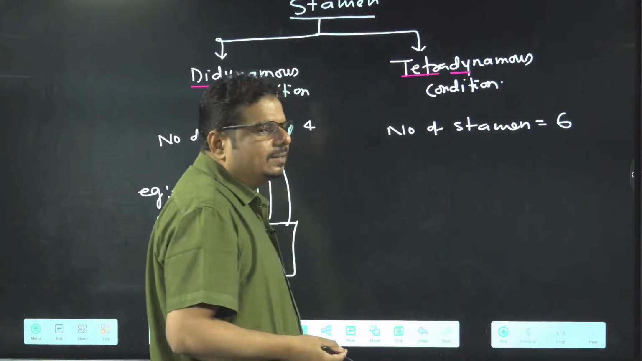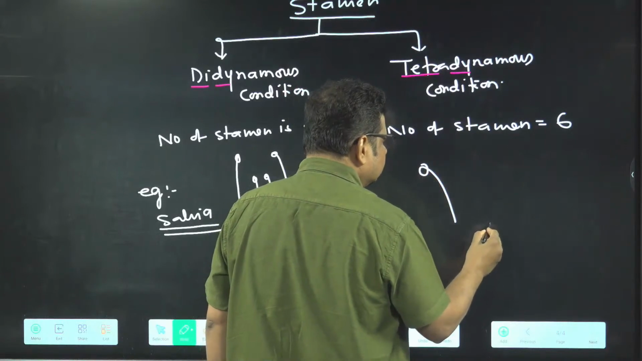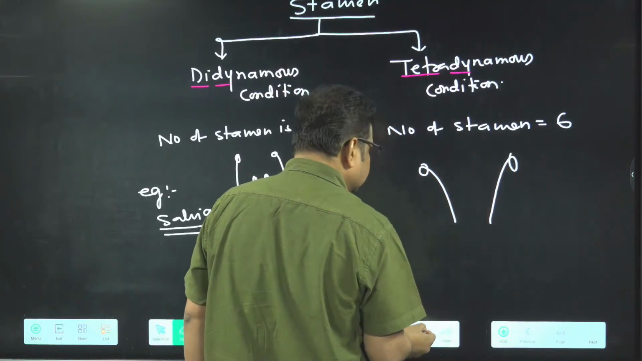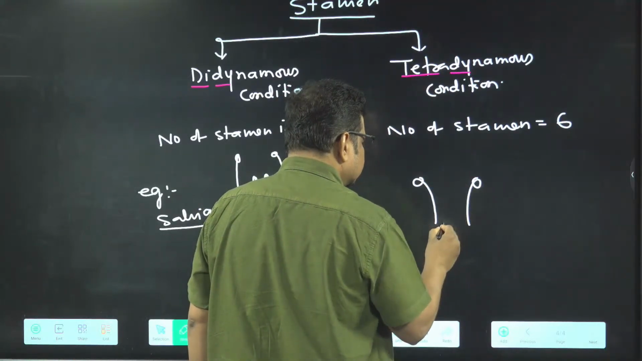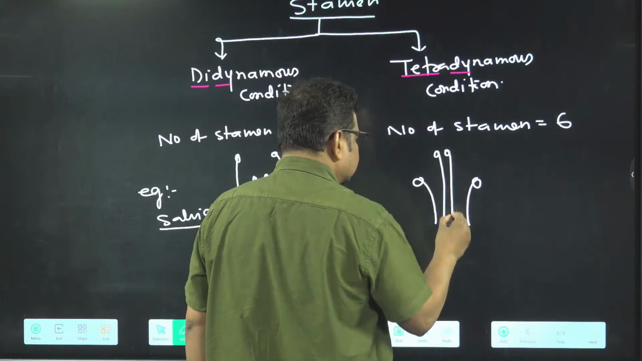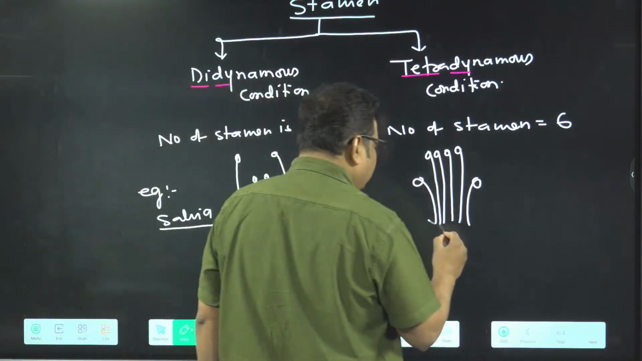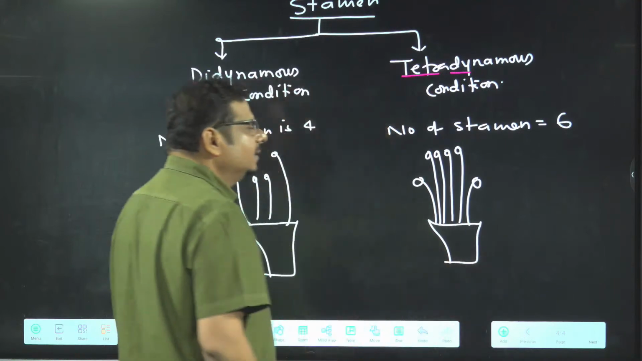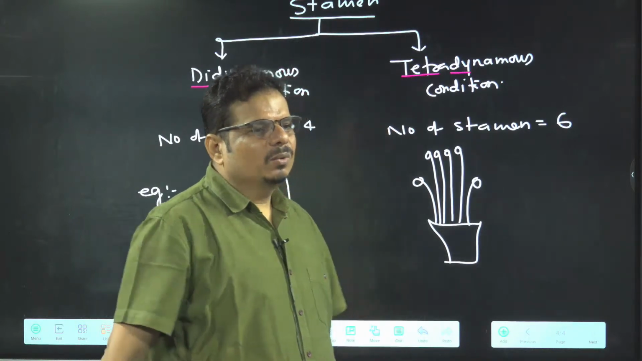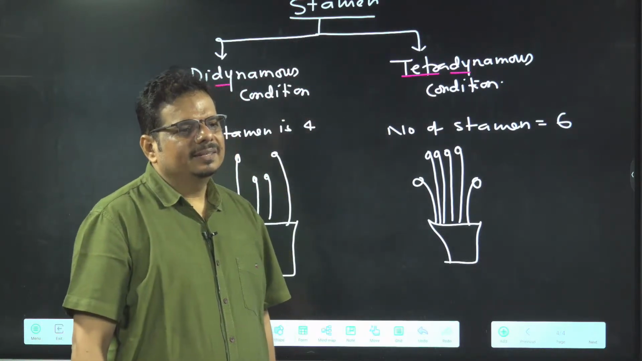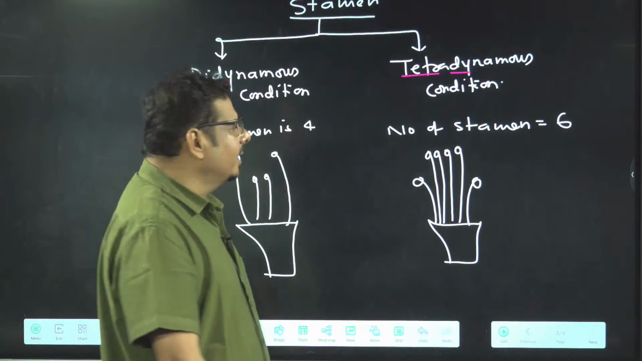So what we report in the case of a Tetradynamous condition, have a look here. What are we finding in a Tetradynamous condition? 4 inner are longer, 2 outer are shorter. Agreed or not? So out of 6 stamen, 4 inner are longer and 2 outer are shorter. Clear or not?